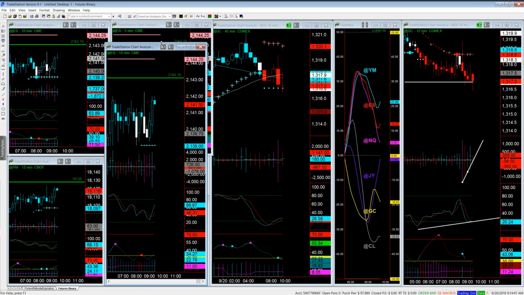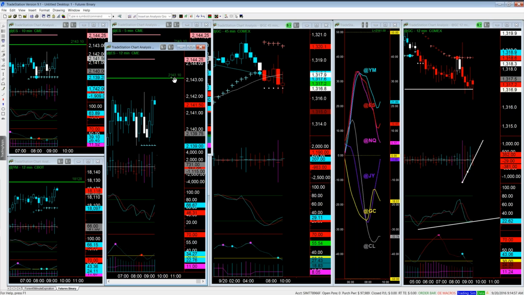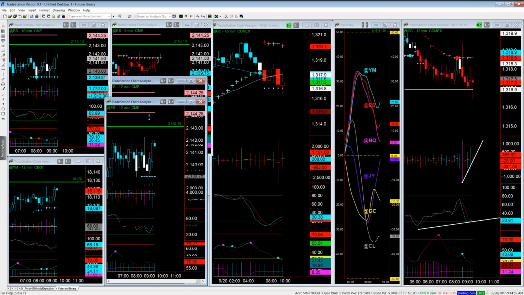Same thing on the ES right now. Do you see how that ended below 0 here? That's where your hash mark is. Look at the price bar. The price bar does not confirm that at all. That's not a momentum shift.